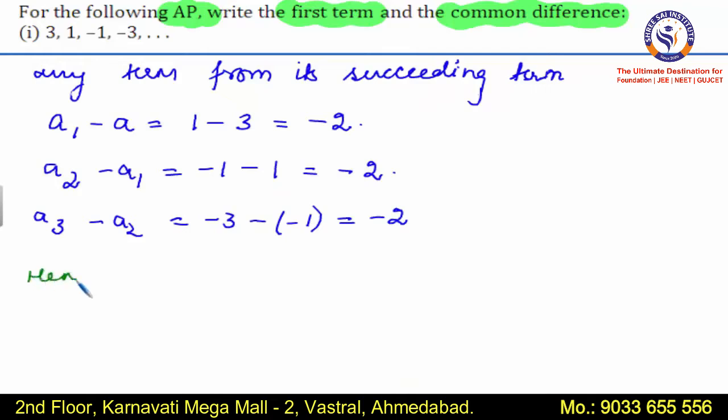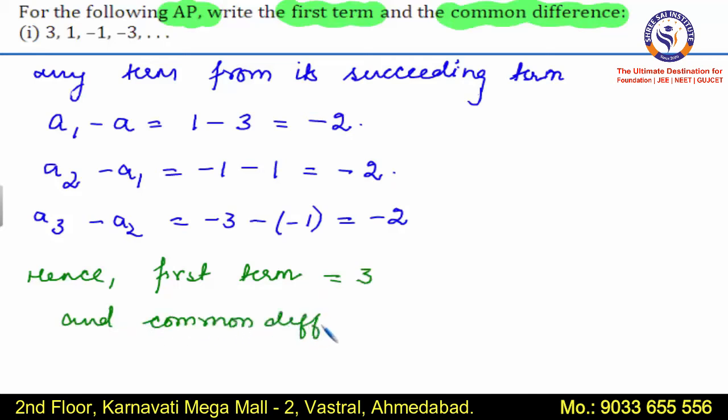Hence, the first term of the given AP is equal to 3, and the common difference of the given AP is minus 2. So this completes the solution.